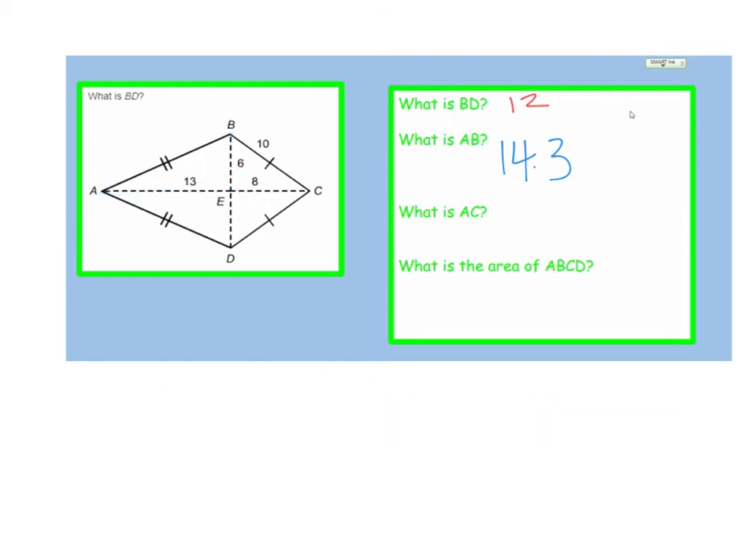AC is our next piece. So we got to find AC, and AC is right here. I bet you guys know how long AC is. That should be an easy one, right? Okay, so AC, we just add those up together. So AC is 13 plus 8, or 21. Now, the last question here is, what's the area?